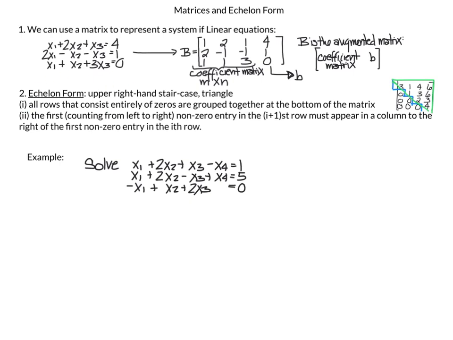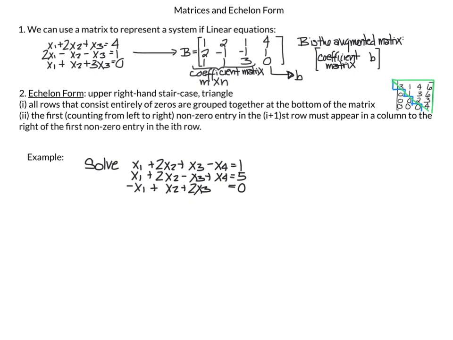So this is what it is to be in echelon form, the echelon form of a matrix. And it's exactly the same sort of form we wanted when we were solving linear equations, when we were using Gaussian elimination. So I'll give you an example of this.